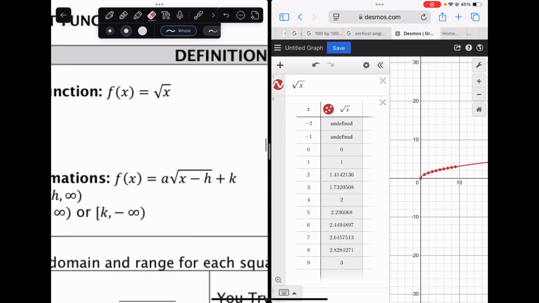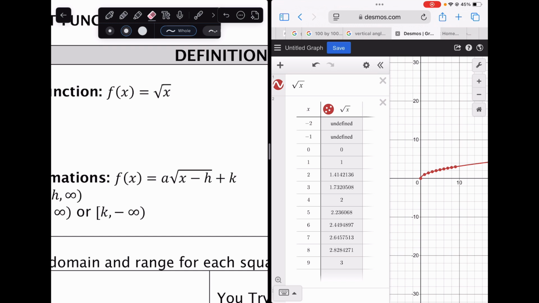So I did the square root of x. Obviously we have our inputs, we take the square root of it, and that's our output. Now the problem is we can't take the square root of a negative number, so if you put in a negative number, you get undefined. So this function has what we call a restricted domain. Since you can't put negative numbers into it, you can't plug in negative numbers.